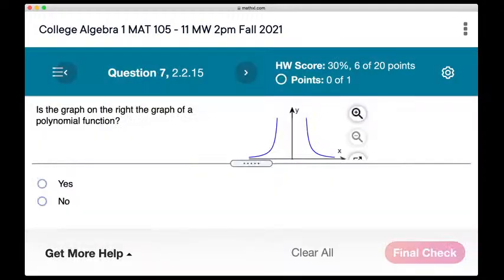So remember, for the properties of polynomial functions, the graphs of polynomials, not only are they continuous, which means there are no holes or gaps or breaks, but they're a smooth curve. So there are no sharp corners or turns or anything of that nature. So this has like a gap, right? Even if it's an asymptote, there's a gap. So is this the graph of a polynomial? We would say no.